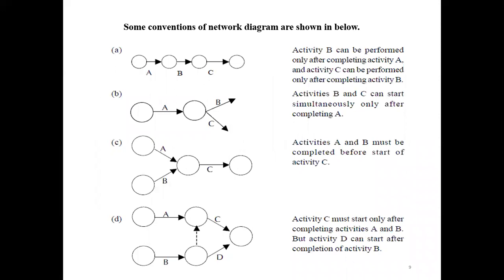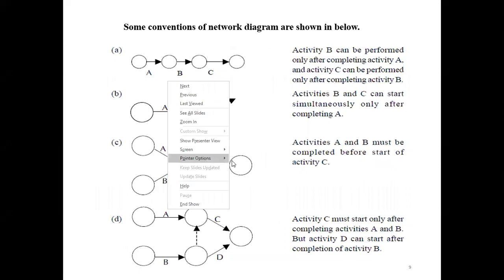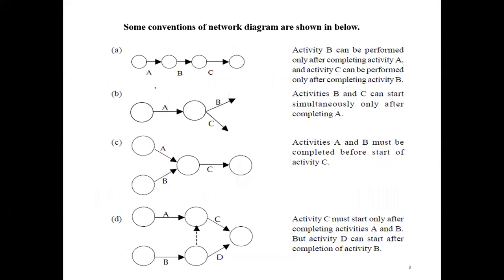Again, there are some conventions of network diagrams shown below. Here there are three activities, A, B, and C. Before you read the sentence, first just understand it in the real context. This is a project with the A, B, and C activities. There are three different activities. This is the starting point, the starting event. This is the ending event.